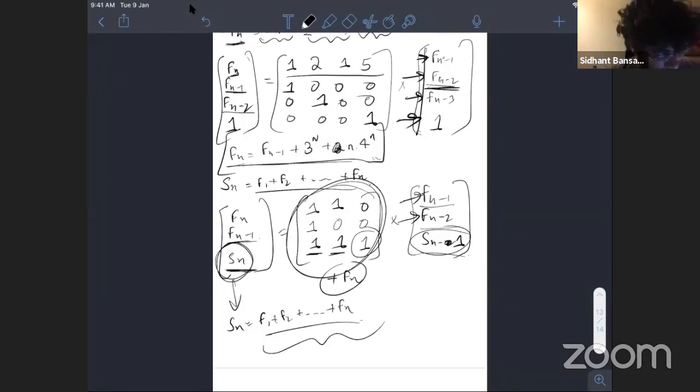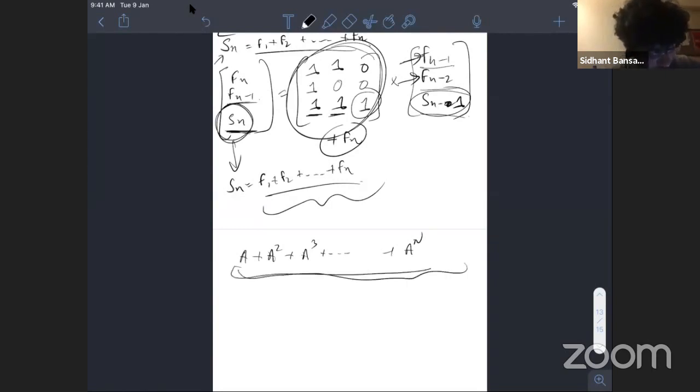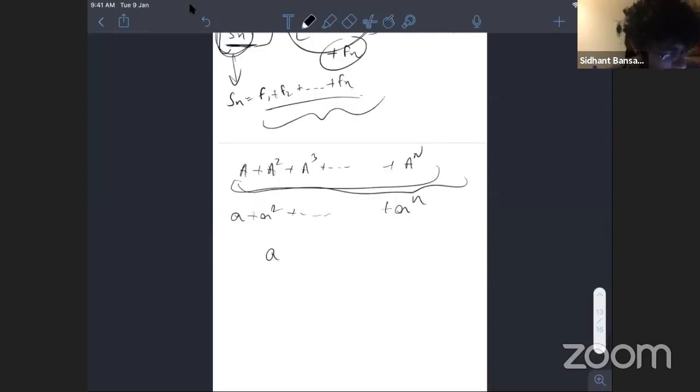And this is one of the tricks. Another trick that I know of is if you have something like a plus a square plus a cube dot dot dot up till a to the n. Let's say you have a as a matrix and, for some reason, you want to calculate this thing. You can't use the GP formula. In normal maths, you have a plus a square plus dot dot dot up to a to the n, and you use the GP formula, which is something like a to the n plus 1 minus a upon a minus 1, something like this, right?